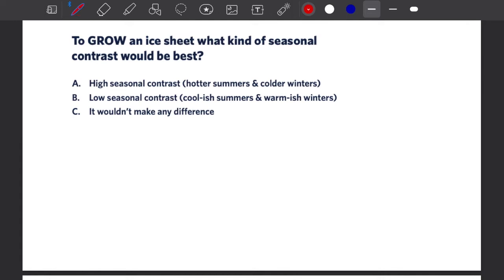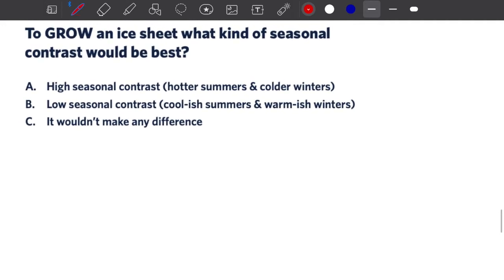To grow an ice sheet, what kind of seasonal contrast would be the best? High seasonal contrast, hotter summer and colder winter, or low seasonal contrast, coolish summer and warmish winter. And the third one is, it wouldn't make any difference. To grow an ice sheet, we know that some 20,000 years back we had the last glacial maximum, LGM. Why was there an ice sheet at that point of time in the northern regions of the northern hemisphere? The whole of Canada, America, Siberia, the Russian region was covered with ice. Why?